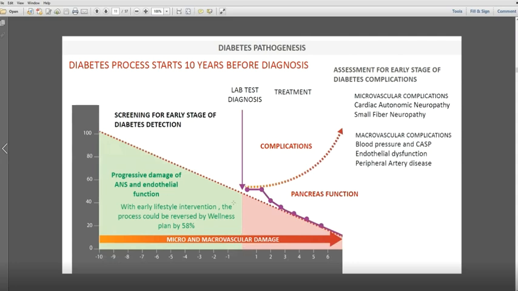Diabetes is a process that begins 10 years before diagnosis. We're capturing damage of the nerves and the arteries, okay? And we're also capturing damage that's a result of the disease state.